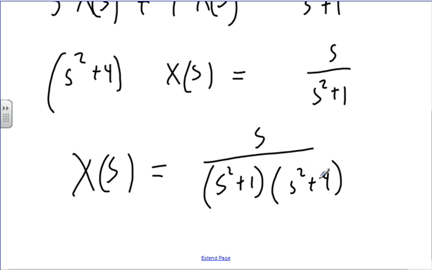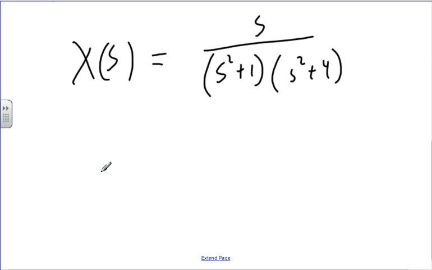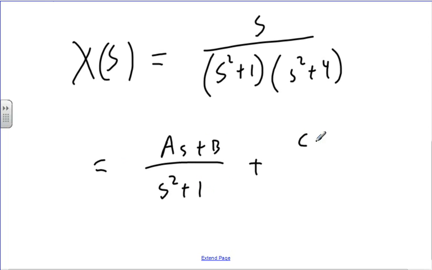S squared plus 4 x of s is equal to s over s squared plus 1. X of s is equal to s over s squared plus 1 times s squared plus 4. Okay, now I check my Laplace transform to see if I have anything that looks like that. And lo and behold, I do not. So I'm going to do a partial fraction on this guy and say that this is as plus b over s squared plus 1 plus cs plus d over s squared plus 4. Now, why am I doing that? Well, what goes in the numerator is something that's one less in power than what's in the denominator. Okay, so I got an s squared on the bottom. I need an s and a unit term on the top.